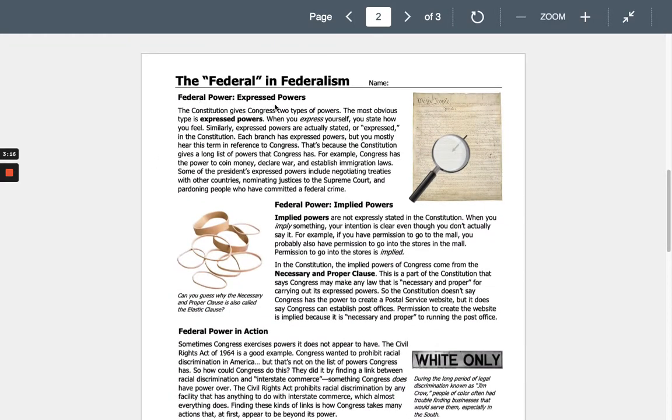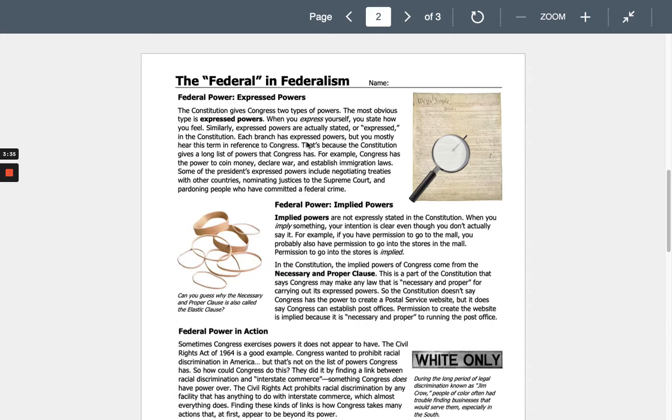Federal power, expressed powers. The Constitution gives Congress two types of powers. The most obvious type is expressed powers. When you express yourself, you state how you feel. Similarly, expressed powers are actually stated or expressed in the Constitution.